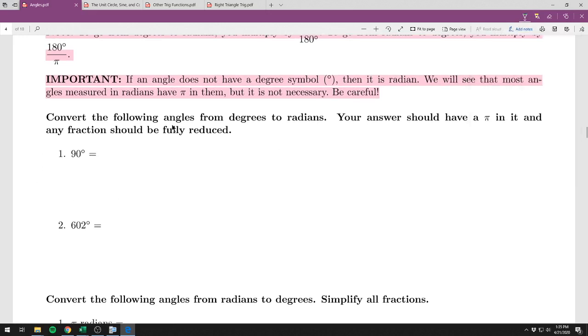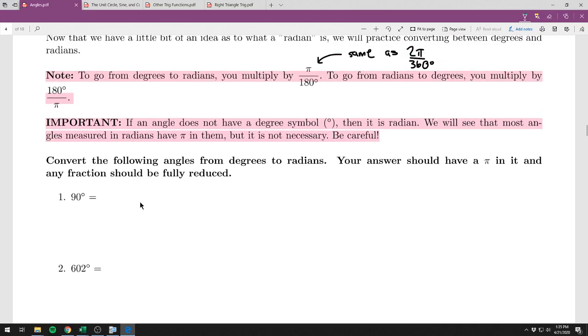But the first thing, going one way: convert the following angles from degrees to radians. Your answer should have a pi in it, and any fraction should be fully reduced. Right, so we've got 90 degrees, and we want to go from degrees to radians. The way you can remember which one to do when you multiply is that the degree symbol has to go on the bottom of this one, because we want them to cancel out when we divide. It's sort of like if you've taken some science classes and you cancel out the units; the degree symbol is sort of like a unit, like meters or something, and you want them to cancel out. And so we multiply by pi on the top because pi doesn't get a degree symbol, 180 does. That goes on the bottom. And just like I said, the units cancel.